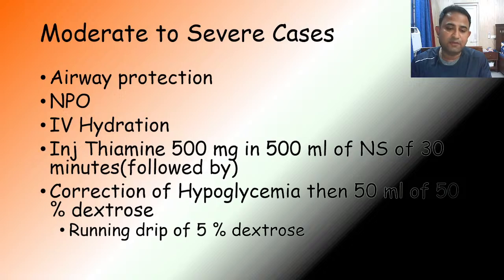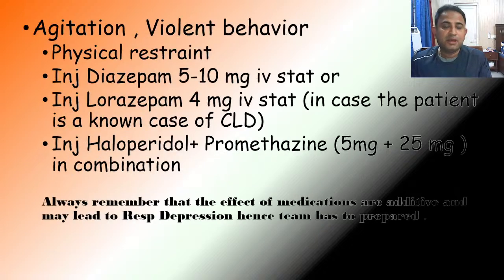and you should place the person on running 5% dextrose. If the person is agitated and violent, do apply physical restraint as per the institutional policies till the time the chemical restraint is in place. So how do you chemically restrain such a person? Use injection diazepam 5 to 10 milligram stat. You may repeat the dose within the next 5 to 10 minutes to achieve a Richmond Agitation Sedation Scale of -3.